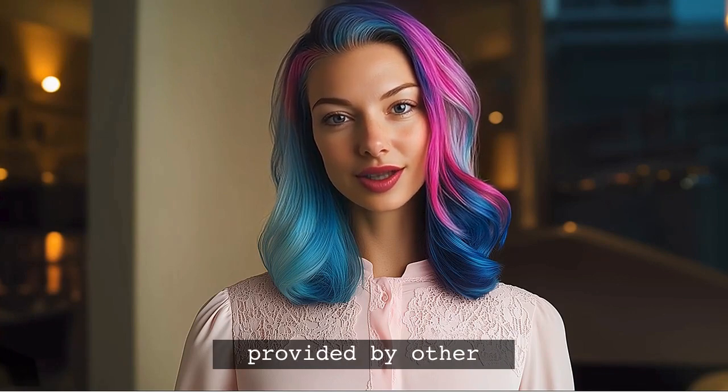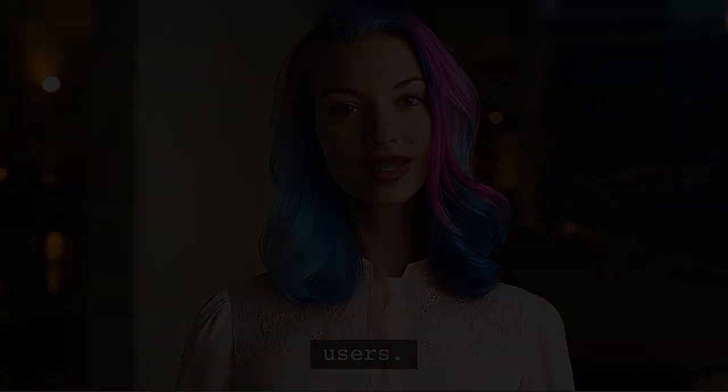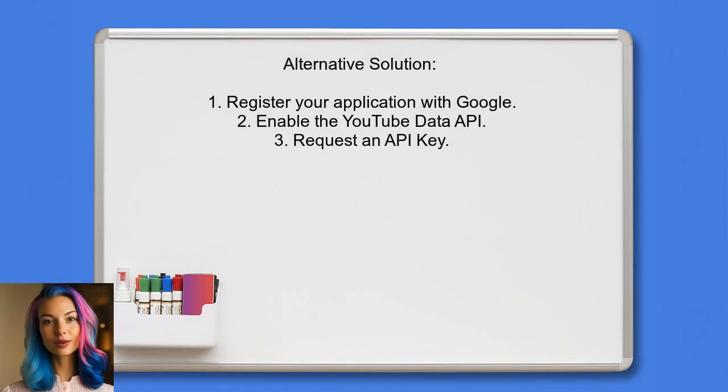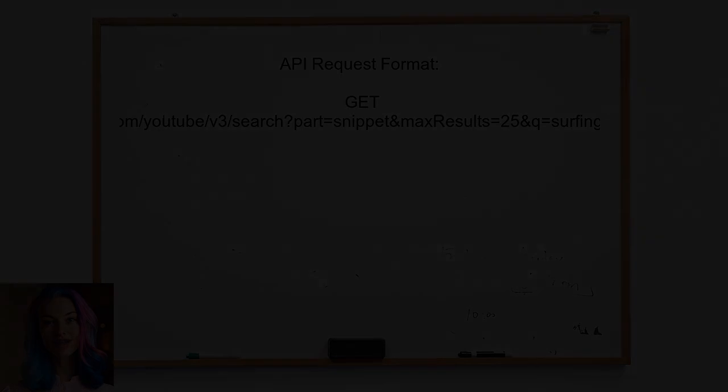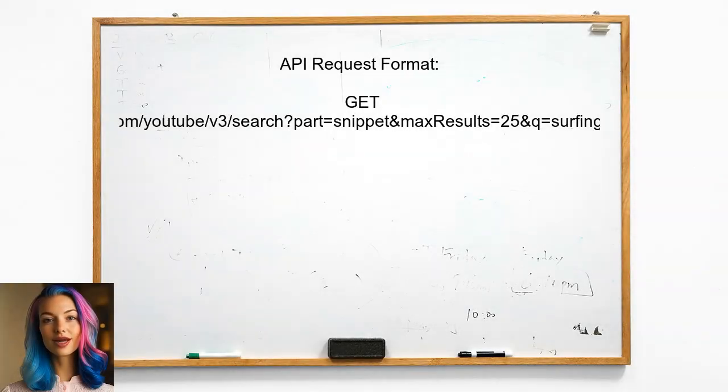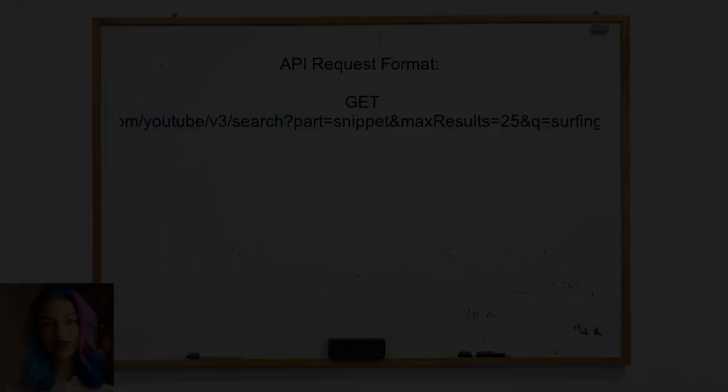Now, let's look at the answers provided by other users. An alternative approach shared by another user explains that you can access public data from the YouTube Data API without authentication. However, you still need to register your application with Google. To make requests, use the following format: GET www.googleapis.com/youtube/v3/search, with q set to your search term, maxResults 25, and key set to your API key. Just replace it with your actual API key.